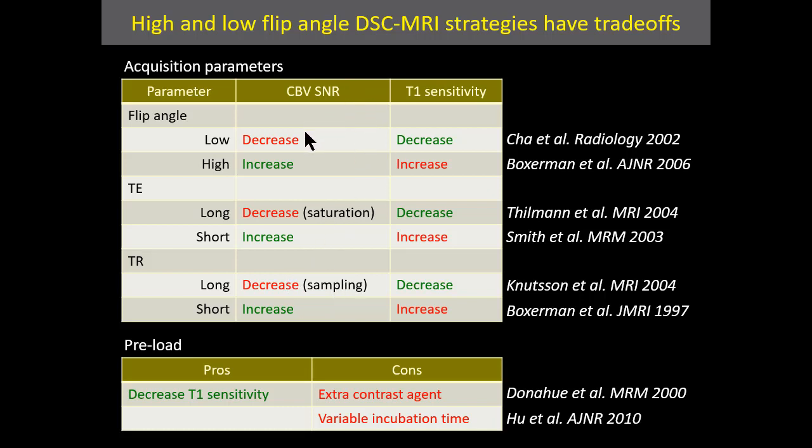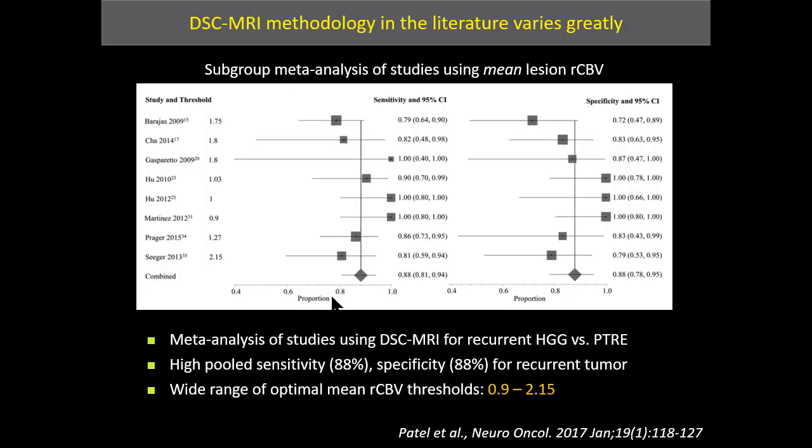Acquisitions using a low flip angle, a long TE, have decreased T1 sensitivity, which requires less of a preload administration, however, might suffer from poorer SNR, whereas higher flip angle acquisitions have more T1 sensitivity, requiring preload administration to reduce that, but have better SNR. And these trade-offs have led to quite variable DSC methodology found in the literature. And this can lead to conflicting, somewhat confusing results.